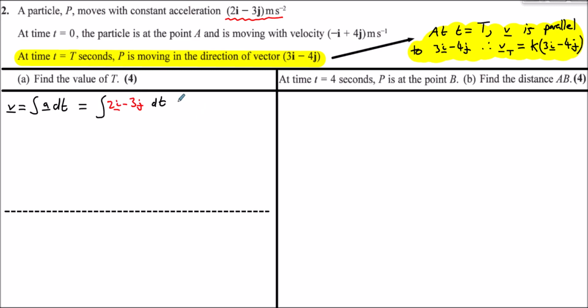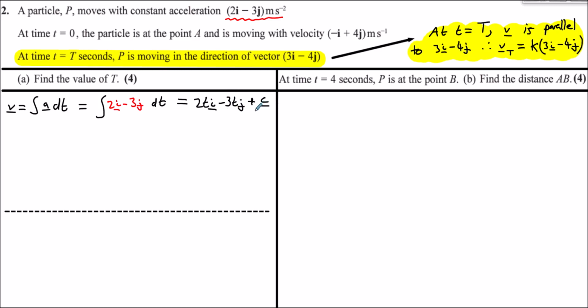So this is going to become 2ti, 3j integrated with respect to t will become 3tj. Then, of course, plus some vector constant, which I need to find.